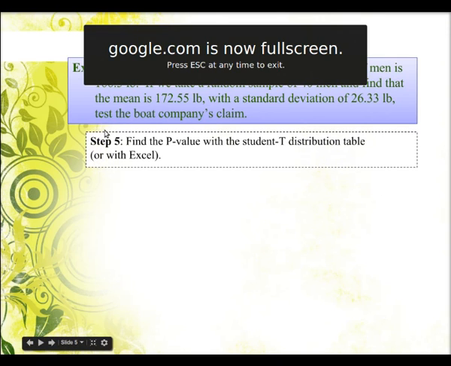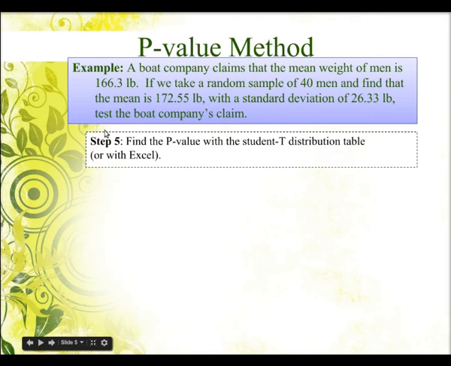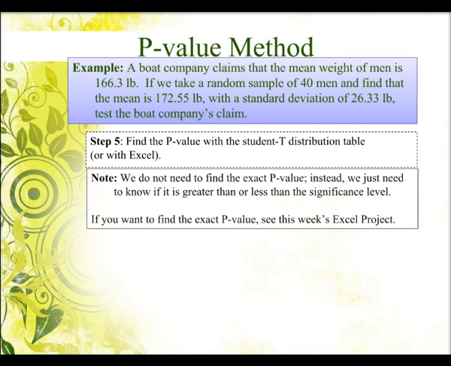So next we'll find the p-value with the student t-distribution table. You can also find the p-value with Excel if you want to know the exact p-value. But in this case, we can find just an estimate of the p-value using the t-distribution table, which is good enough if we're just comparing it to the significance level to find out if it's less than or greater than it, because that'll tell us whether to reject or fail to reject the null hypothesis. And that's all we really need.